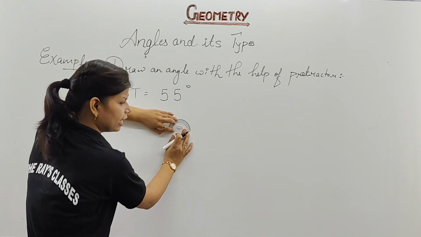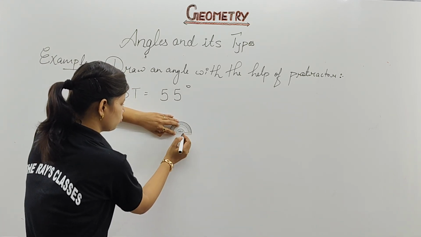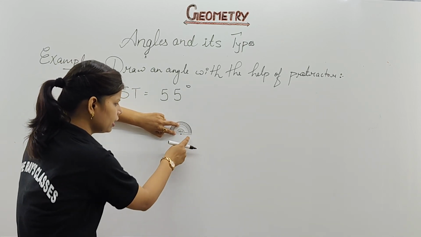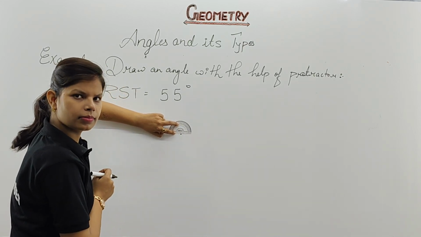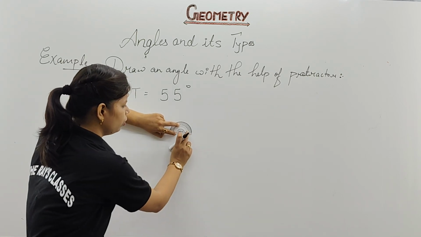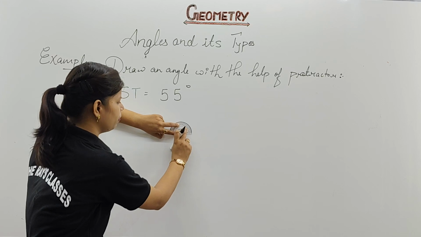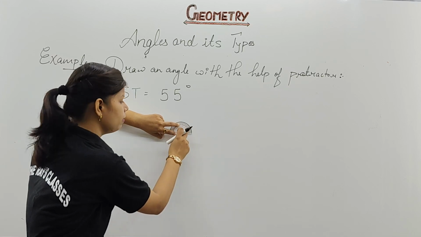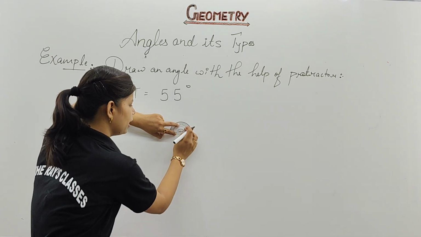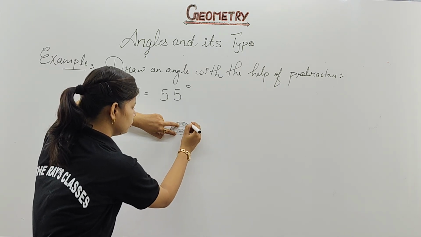First of all, this is the center point. Please hold your protractor. Here is the center point you have to mark. And I am taking the inner scale of this one. So here 0, 10, 20, 30, 40, 50, then 60. In between 50 and 60 we have one line which is more than 50 and less than 60.